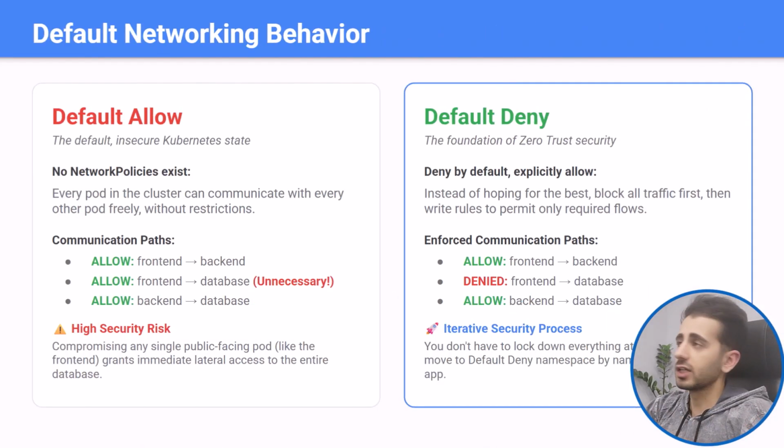Let's move to the next section and talk about default allow versus default deny. By default, Kubernetes allows all network traffic between pods. Front-end can talk to the backend, can talk to the database, and everything is allowed. This is called a default allow model. It is simple but not secure. Network policies allow us to move toward a default deny model, where only explicitly allowed communication is permitted.